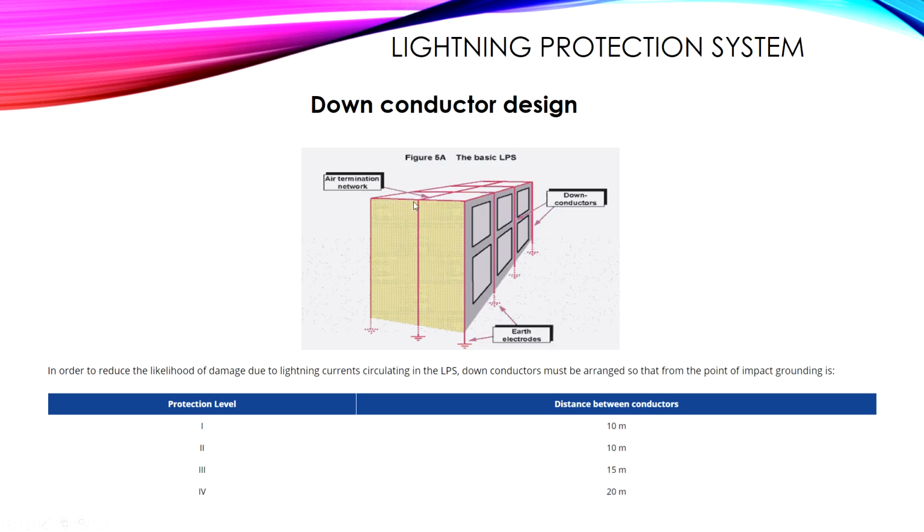Now, as an example, if we have a mesh, okay, which is 5 multiplied by 5. Okay, so this one is 5 and this one is 5. Then the down conductor needed in protection level number 1, which is mesh 5 multiplied by 5, we will need a 10 meter distance. So we will choose this down conductor and this down conductor. Why? Because 5 meter plus 5 meter give us the distance 10 meters required from the table.